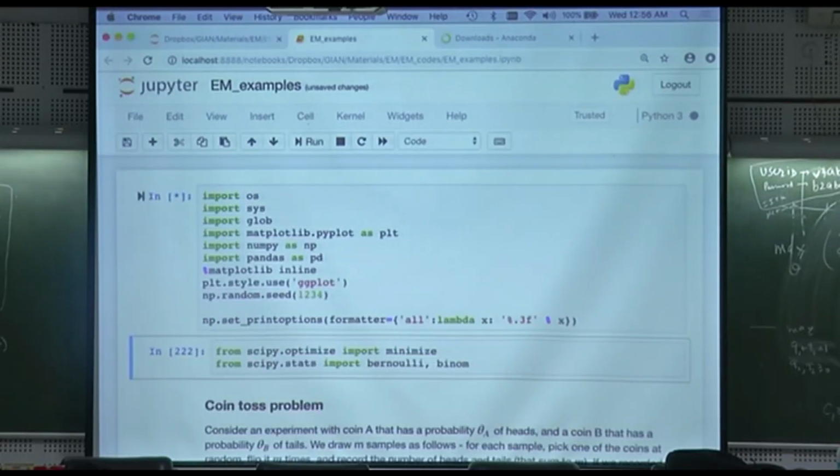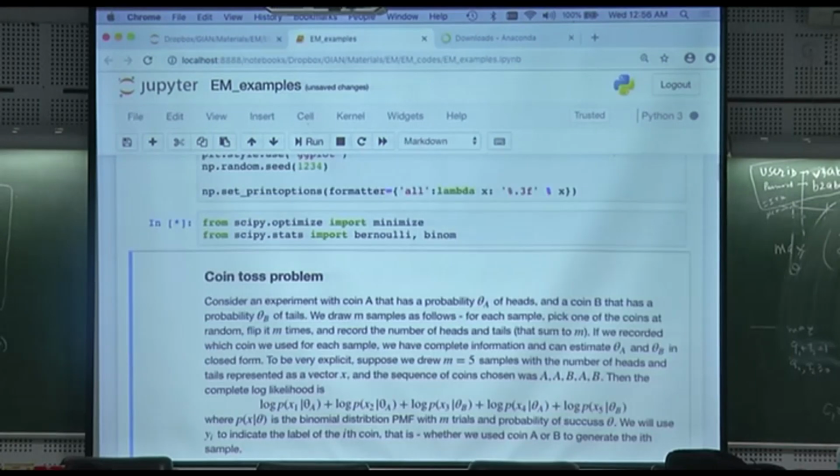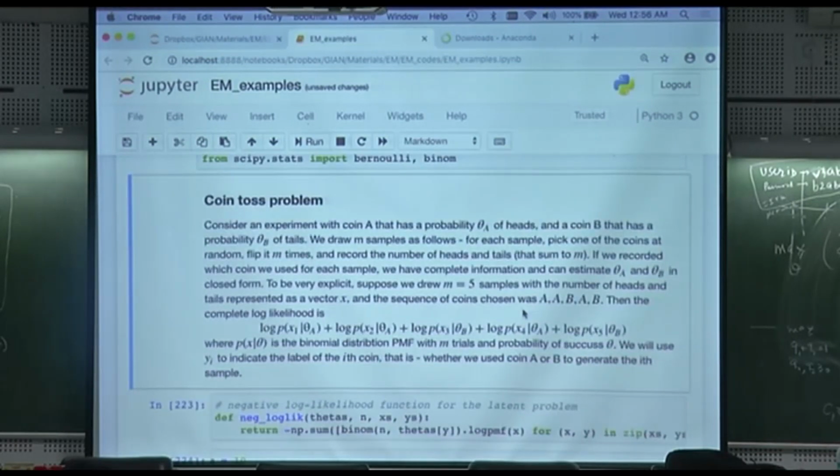Actually, let me run this to make sure that it is running here. Good, perfect. Good. To m, if we recorded which coin we had used for the sample, we have complete information and can estimate theta A and theta B in a closed form.